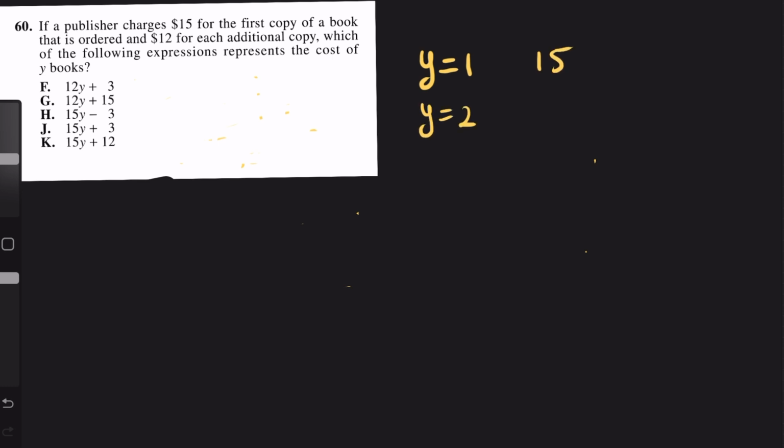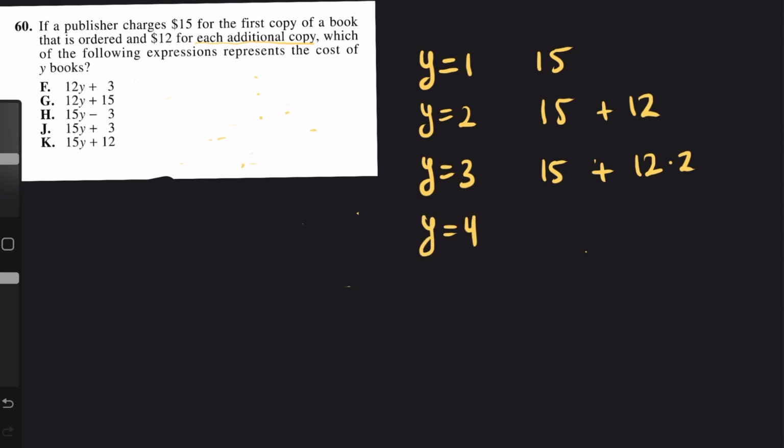For y equals 2, you still get the 15 because it's the first copy, but then you get a 12 because for each additional copy you're getting $12 more. What about y equals 3? Again, 15, but this time, because you are asking for 2 copies, you get this number. It would be very tempting to immediately make these numbers, let's say, 27 and 39. But whenever you do this, you lose track of the pattern that is being created here.